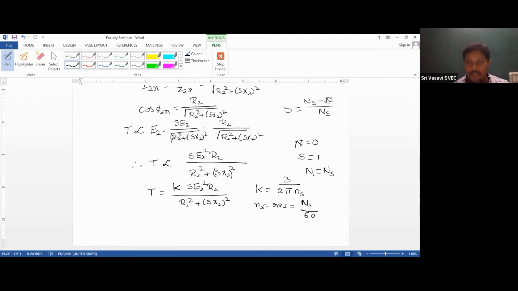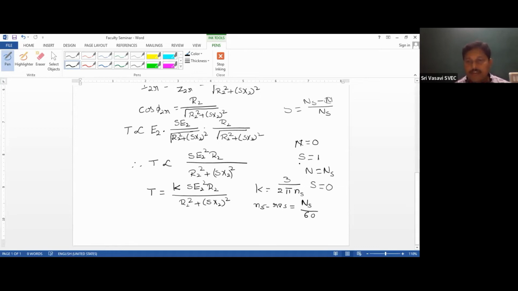When the three-phase supply is given to the stator three-phase winding, the rotating magnetic field rotates with synchronous speed, but the rotor cannot rotate with synchronous speed. For example, if the rotor also rotates with synchronous speed, that is N equal to Ns, there is no relative motion between the rotating magnetic field and the rotor conductor. So obviously the rotor comes to rest position. So N equal to Ns, that is S equal to 0.